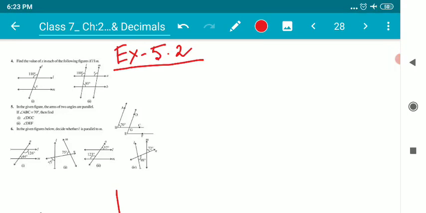Children, we have been dealing with the chapter lines and angles. We have completed exercise 5.1 and we have done till question number 4 of exercise 5.2. So in this video, I'm going to discuss some experimental questions of parallel lines, in which we will come to know how to find the angles using the properties of parallel lines. So question number 5, let me draw the figure first before I start this question, children.